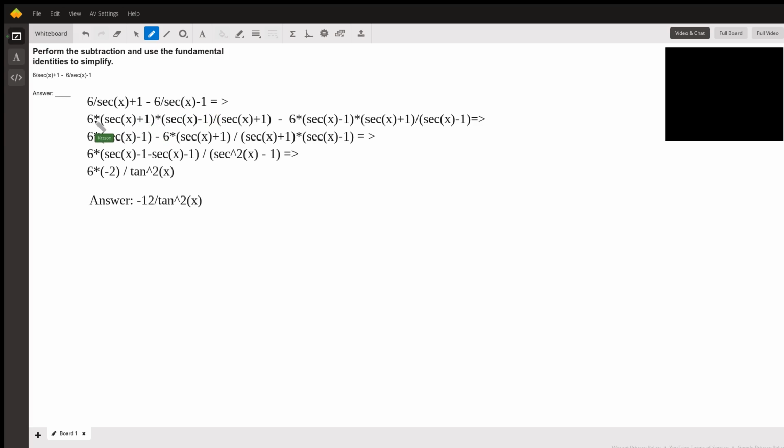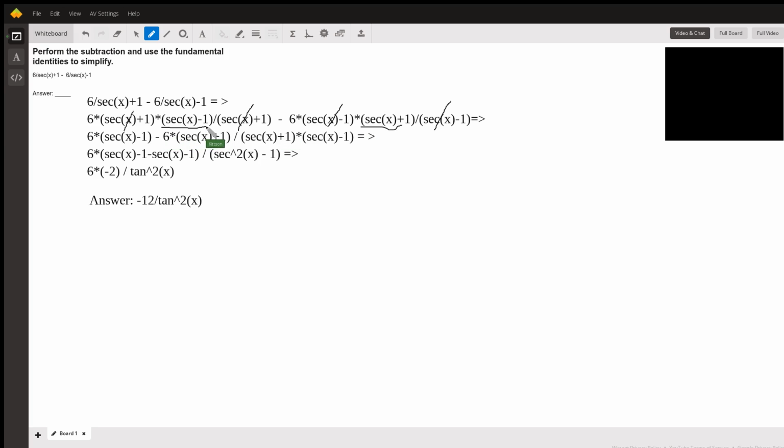So then we get 6 times (secant x plus 1)(secant x minus 1) all over secant x plus 1, minus 6 times (secant x minus 1)(secant x plus 1) all over secant x minus 1. This allows us to cancel out the bottom secant x plus 1 and the top secant x plus 1, and it allows us to cancel out the bottom secant x minus 1 and the top secant x minus 1, which leaves us with 6 times (secant x minus 1) minus 6 times (secant x plus 1).